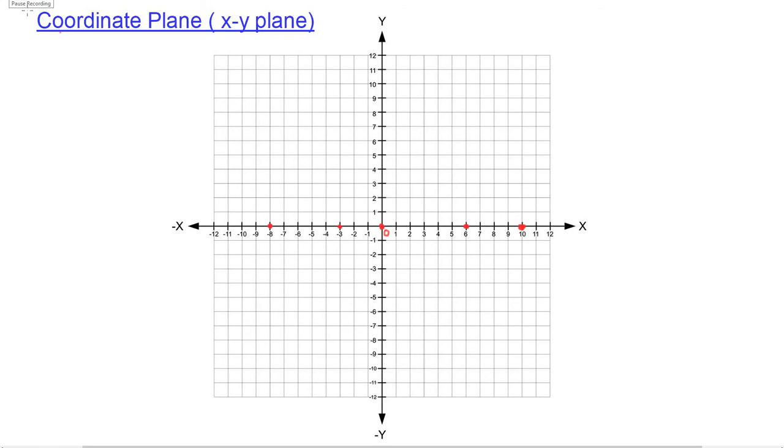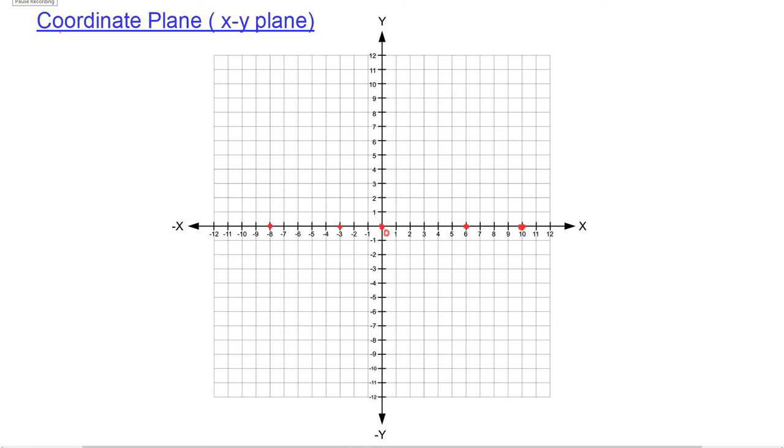If I was just using a number line, I would say the following 5 points from left to right are -8, -3, 0, 6, and 10. But in the XY plane, they take on two values.